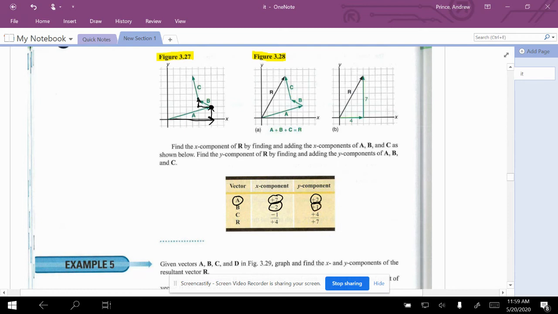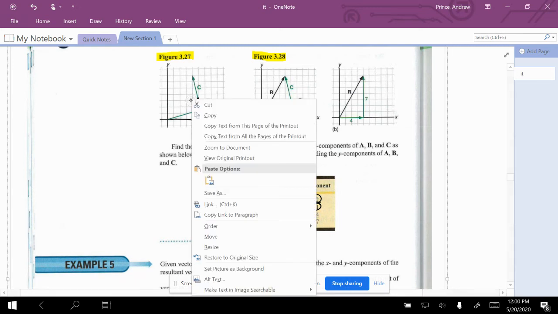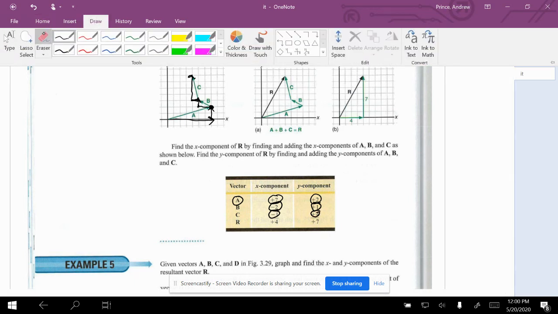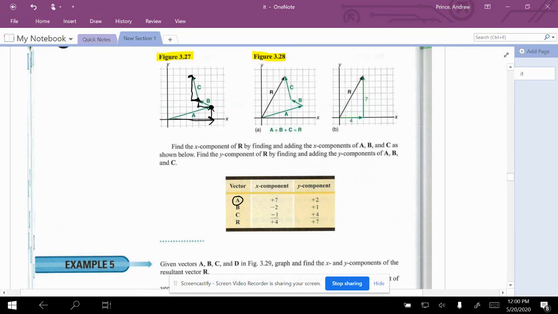Then for C, we move another negative 1 on the x and then a positive on the y, which is positive 4, which is the negative 1, positive 4 you see here. Now if you add these values together, you can see you get 4, 7, which is where we should have ended up, whether we stacked them up or solved it using another method.